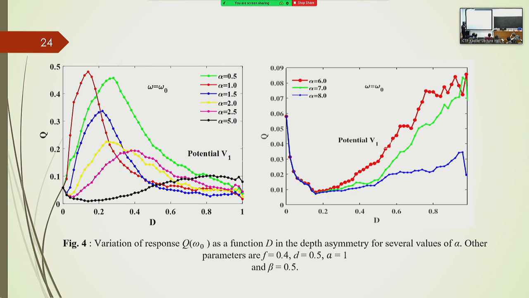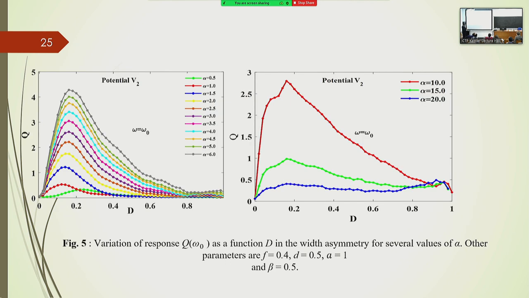In order to have information on the influence of asymmetry in the system, we plot the response as a function of noise intensity for several values of the asymmetric parameter. And we see that there are many values for which this Gauss stochastic resonance occurs in the system. When we increase the asymmetric parameter, the Gauss stochastic resonance phenomenon disappears gradually. That is, figure 1a is the case of the depth asymmetry. In the case of width asymmetry, we have many more values for which the Gauss stochastic resonance occurs in the system. This allows us to say that the width asymmetry is more favorable to produce Gauss stochastic resonance in our system.